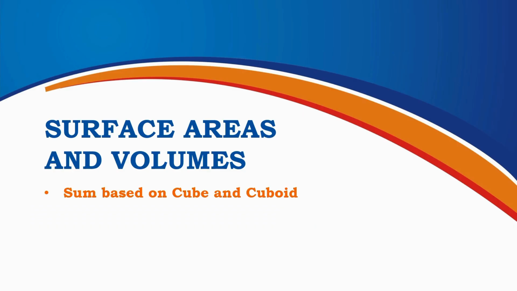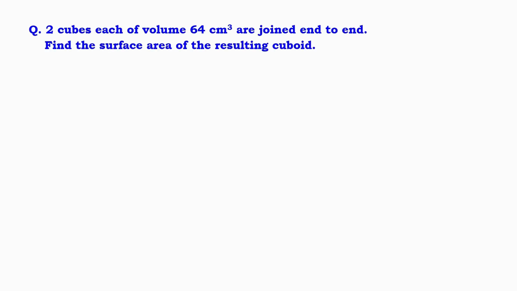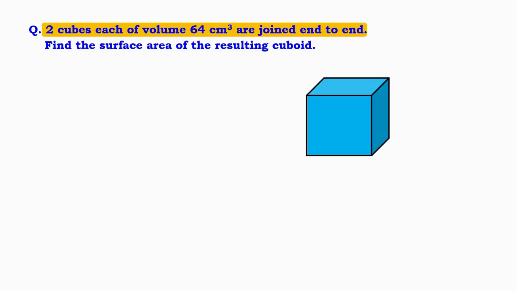Now let us take a look at some problems where we will be using both cube and cuboid. In this question, two cubes each of volume 64 centimeter cube are joined end to end. Find the surface area of the resulting cuboid. So in this question, a cube is also given.